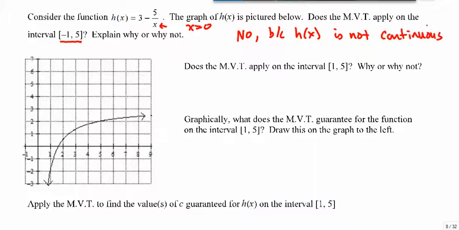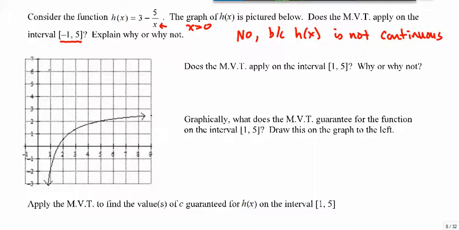So always check that you are continuous. Always check to see if it's a function that has a derivative that's defined. If you do the derivative of this and you still get values that aren't defined, then you can't use this theorem either. Okay, the next part says, does the MVT apply on the interval from 1 to 5?